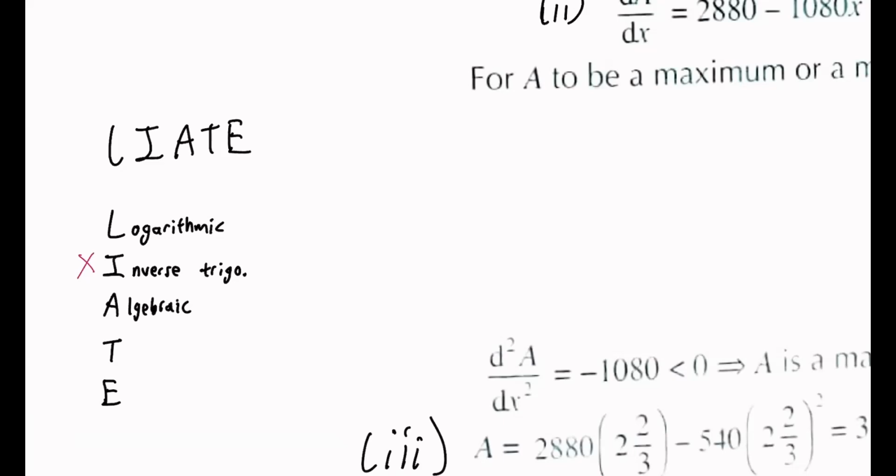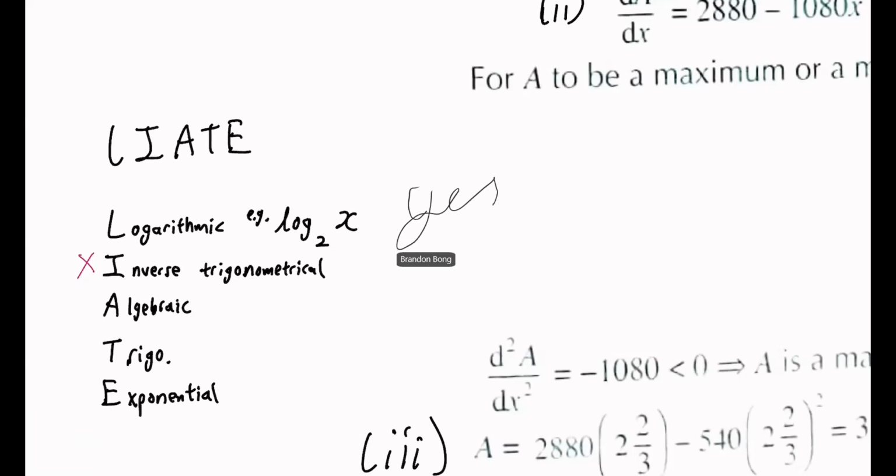IC. Trigonometrical. Then T is for trigo expressions. Then E is for exponential. You know 4 of these functions, right? Logarithm is like what? Log x base 2, that kind of thing, right? Then algebraic would be something like y equals 1 over x squared plus 2, that kind of thing, or you can have square root x on top. Make your life difficult if you want to differentiate quotient rule, right?